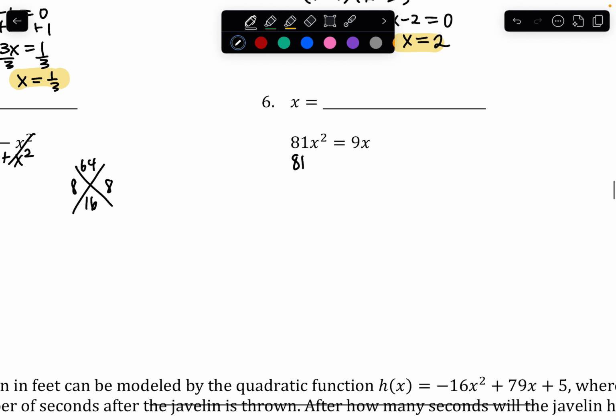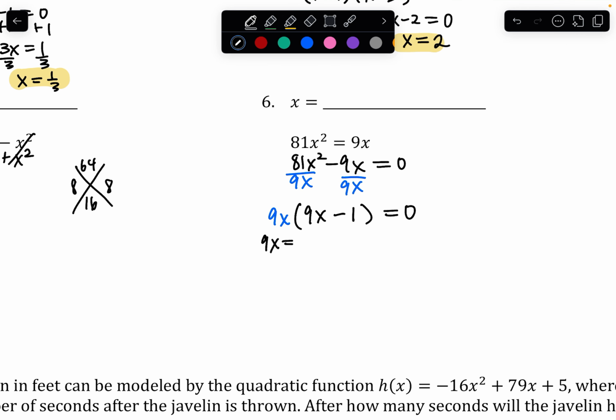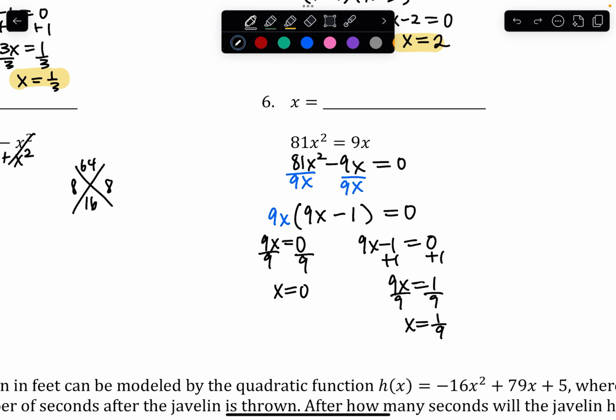Okay, for this last one, we need to move the 9x. And then this is another GCF situation. We have an x involved in both, and we also have a 9 involved in both. So 9x can be factored out, leaving me with a 9x minus 1. And so one factor is 9x, the other factor is 9x minus 1. In this case, x equals 0. In the other case, we get 9x equals 1, which means x equals 1/9. Anytime you have a GCF of x, that means 0 is going to be one of your solutions.